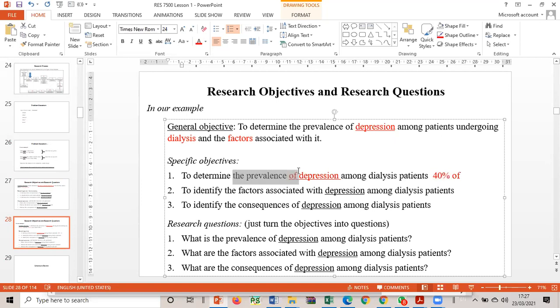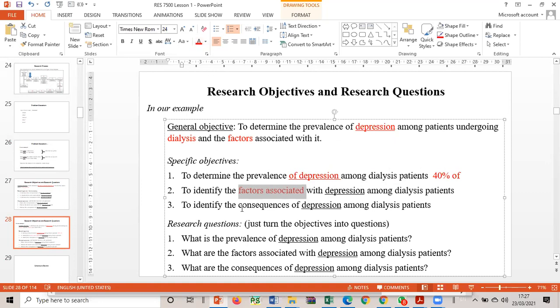Determine the prevalence. What are the factors associated? You want to know why some are depressed, some are not. So what are the factors associated? Is it age? Is it duration of disease? Is it gender? Is it education? Why are some more depressed, some are not?